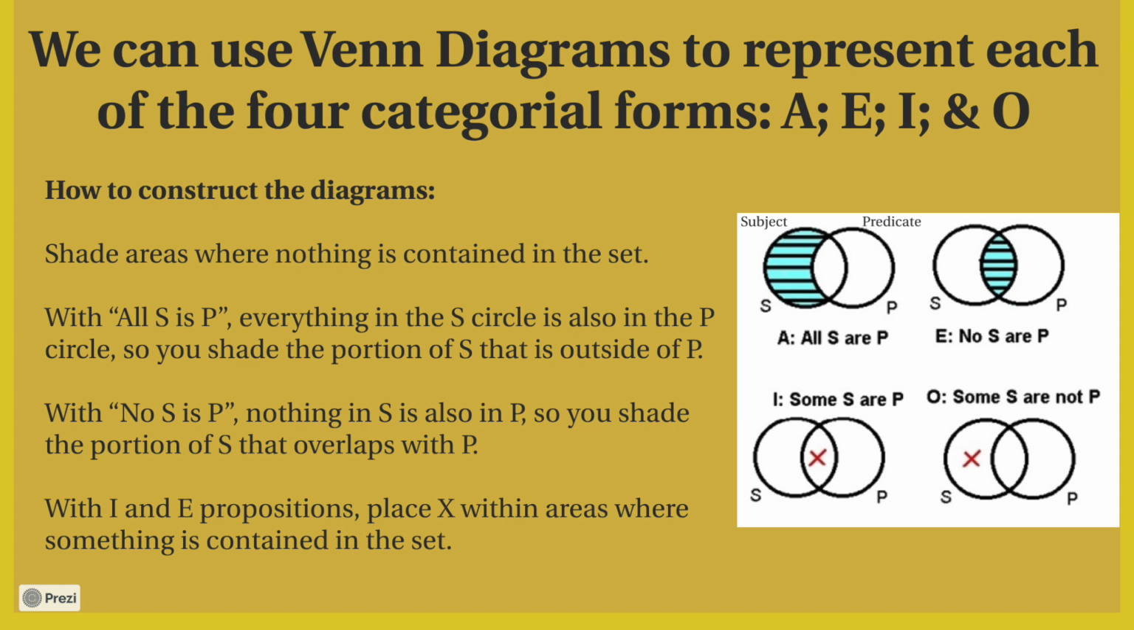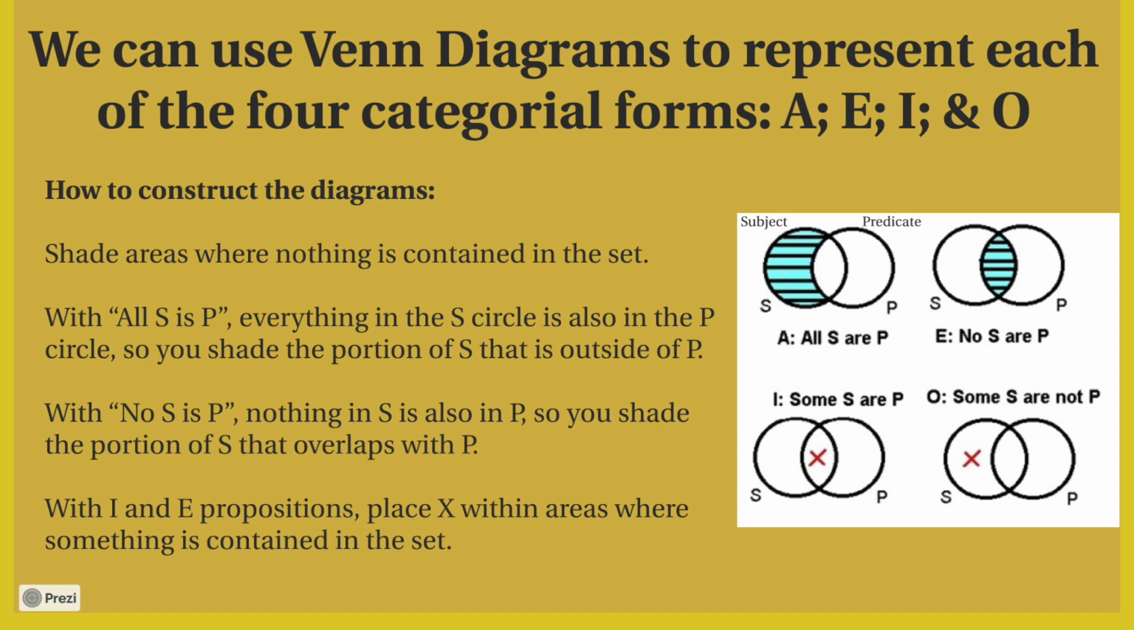We shade the areas where nothing is contained in a set. With all S is P, for example, everything in the S circle is also in the P circle. Everything that we have, in this case, is both an S and a P. So we shade any S that is not part of P in order to show that no S exists there. In the case of no S is P, nothing in S is also in P. So here we shade the portion of S that overlaps with P.